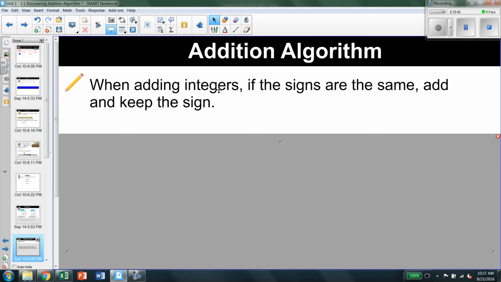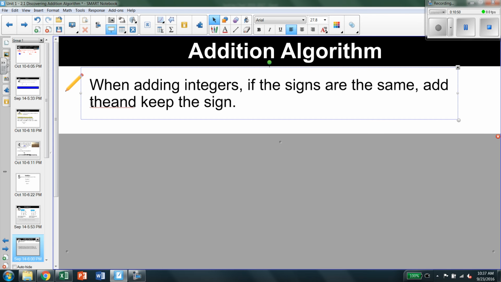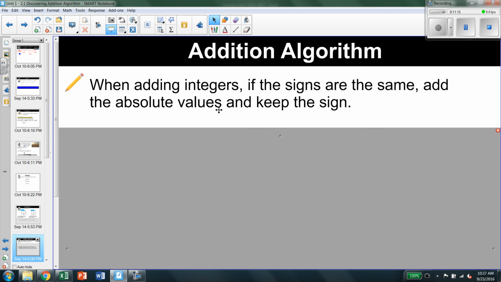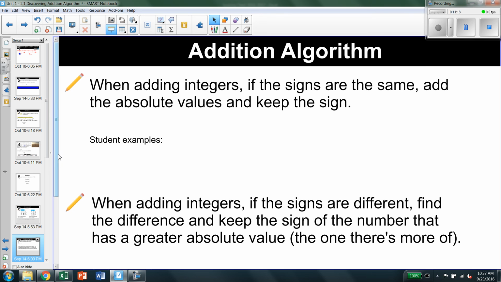When adding integers, if the signs are the same, add the absolute values and keep the sign, okay? So if the signs are the same, add them together, add the absolute values, and keep the sign, whatever they are. So 2 positives, add them together, keep them positive. 2 negatives, add them together, keep the negative sign. So that was all group 1 type stuff. Group 2, it was different.